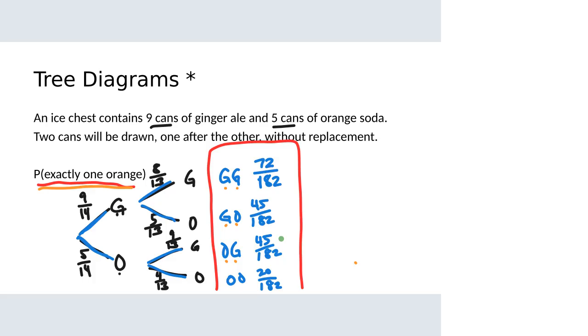One thing I want you to notice about all three questions we did with this ginger ale orange soda scenario is they all were not a single specific outcome. If a question was drawn like this and said, what is the probability of getting ginger ale followed by orange? You wouldn't have to use a tree diagram. Instead, you could just find the probability of ginger ale, find the probability of orange after it, multiply those together. But when it's a question like we've seen here, exactly one orange, at least one ginger ale, or the second one is orange, that's when we need to use a tree diagram because we're not after a single specific outcome.